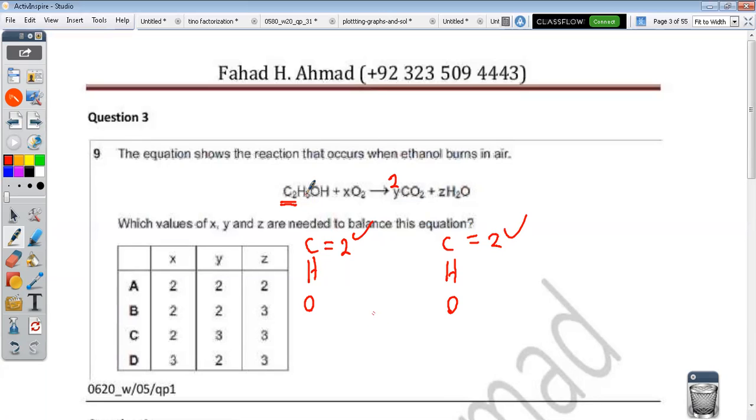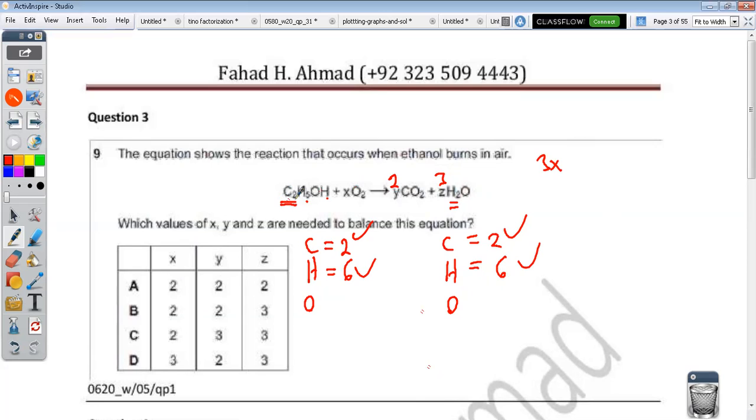Now let's see the hydrogens. How many hydrogens are there? 5 plus 1, 6 hydrogens. But I only have two hydrogens here. So two, you need them to be 6. You multiply by what? By 3. So you put 3. So you now have what? 6. Balanced.